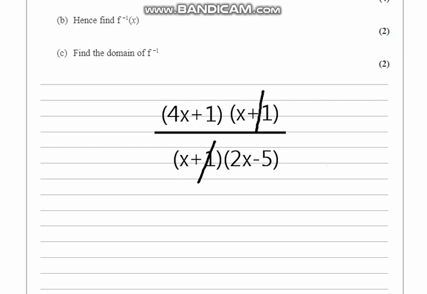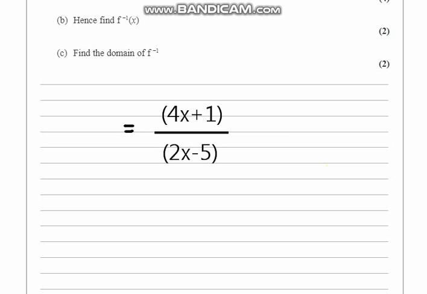After cancelling them, the final product is, there you go guys, that's our first answer, 4x plus 1 upon 2x minus 5, and we have simplified it.